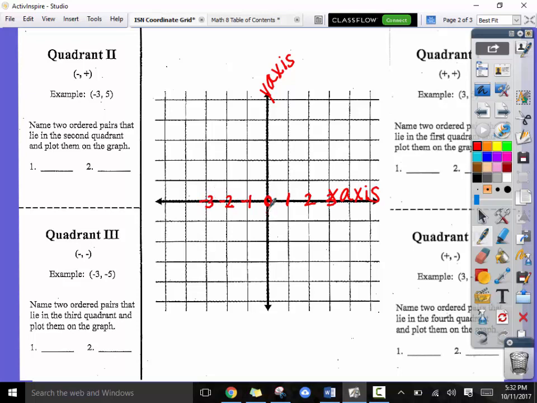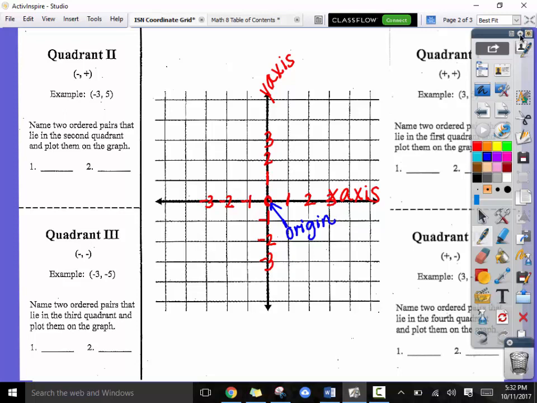On the y-axis, it's like a thermometer. Here's 0. Above 0 is 1, 2, 3. Below 0, -1, -2, -3. In the very middle, you have the origin. And that is where 0, 0 is. So make sure you're writing this down as you are watching the video.